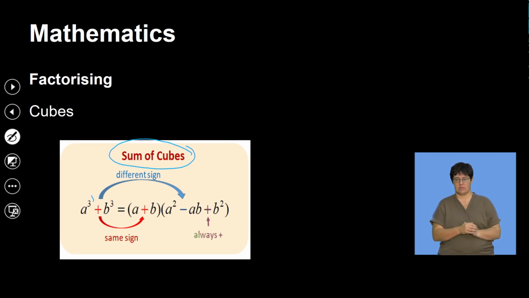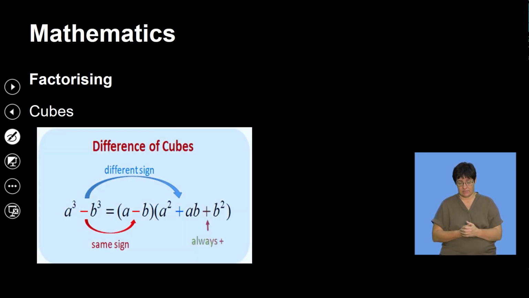If it's a plus here, which is a sum, then the trinomial's middle term will have a different sign, but the binomial will have the same sign as what your cube was, right? And then the last term of the trinomial will forever and ever be a plus. Always a plus.